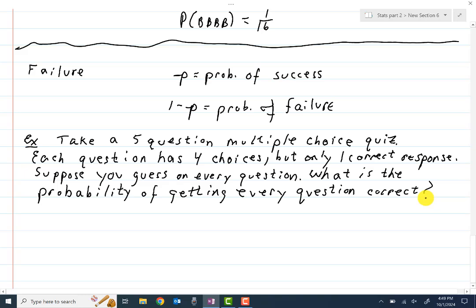So this is unusual. Let's say I use the letter C for correct and the letter W for wrong. Maybe not, I take it back. C for correct, I'll use the letter I for incorrect. So this is what you want to happen.